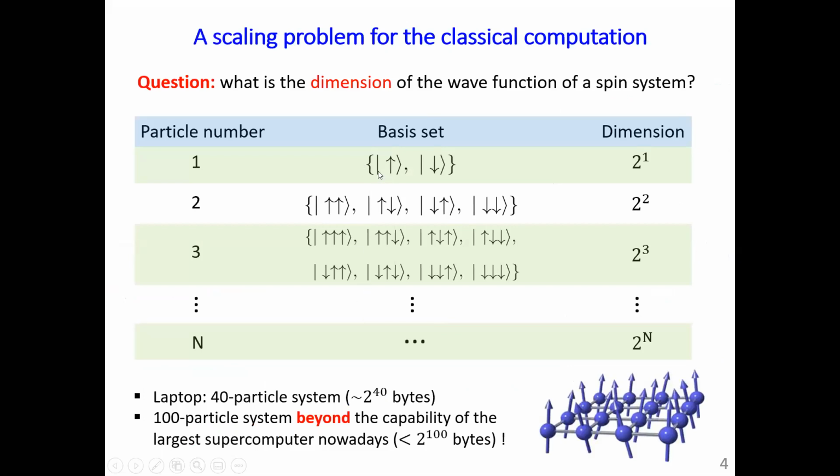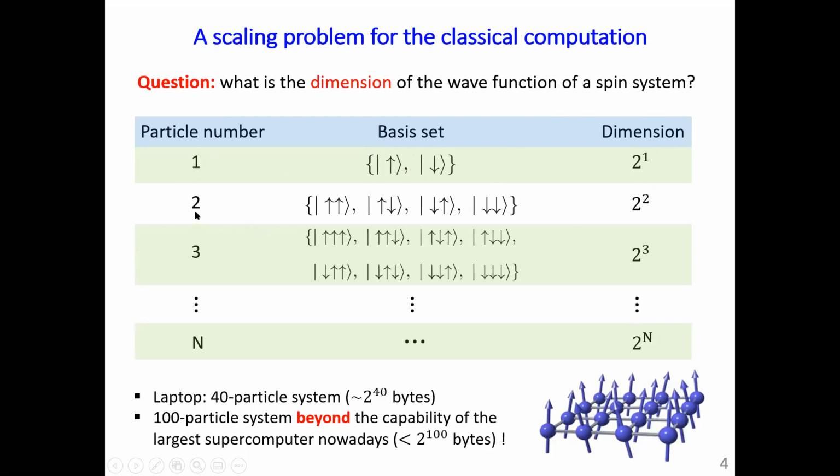And this is a model problem for you to interpret the exponential scaling here. This is a scaling problem for classical computation. The question is, what is the dimension of the wave function of a spin system? To address such a problem, we need to introduce the Hilbert space, and the Hilbert space has a dimension listed as follows. First of all, if you have one particle in this system, you would need a dimension 2 Hilbert space for spin up and spin down.